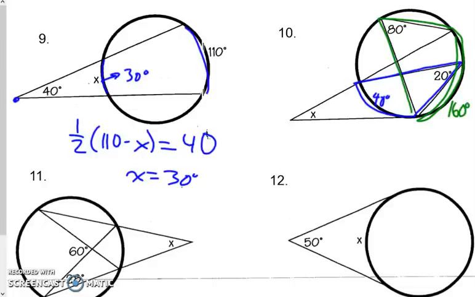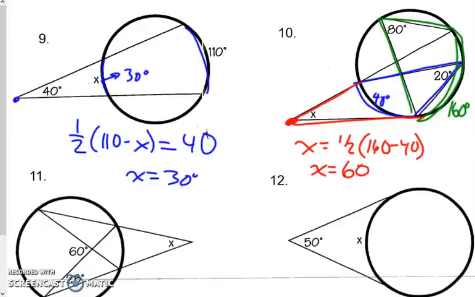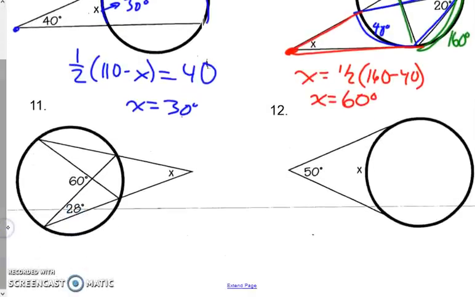160 degrees. And now if we look at angle x, it is outside the circle, so it's going to be 1/2 the difference between the intercepted arcs. There's the one intercepted arc, the green is the other. X is going to equal 1/2 the difference. So x is going to be 60 degrees. Cool. Same kind of thing here.